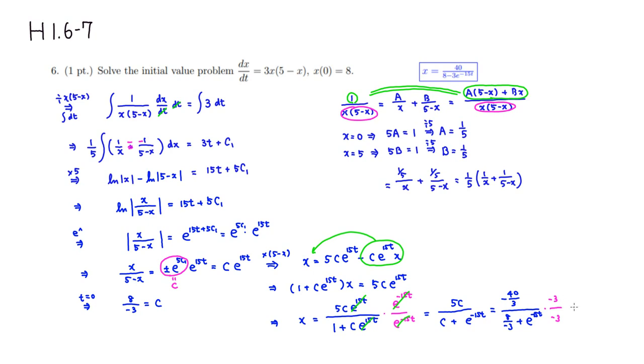So this is going to be equal to, you can cancel the negatives and the 3 on the bottom and the 3 on the top, and then you can cancel negative 3 and negative 3 and multiply by negative 3, so you have to put the negative 3 there. So we're going to get this on top. What's left is 40 over 8 minus 3 e to the negative 15t. Alright, so that's what we got here. That's it. I hope that this was clear.